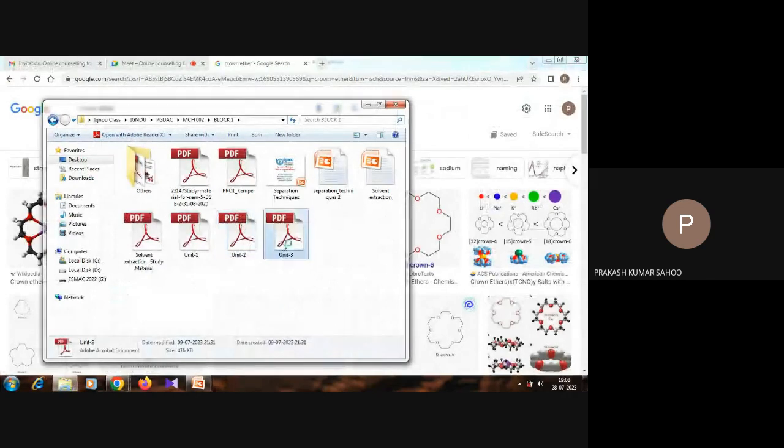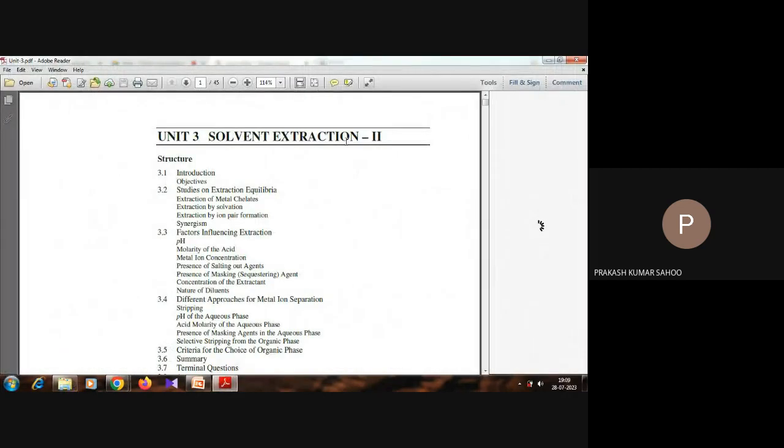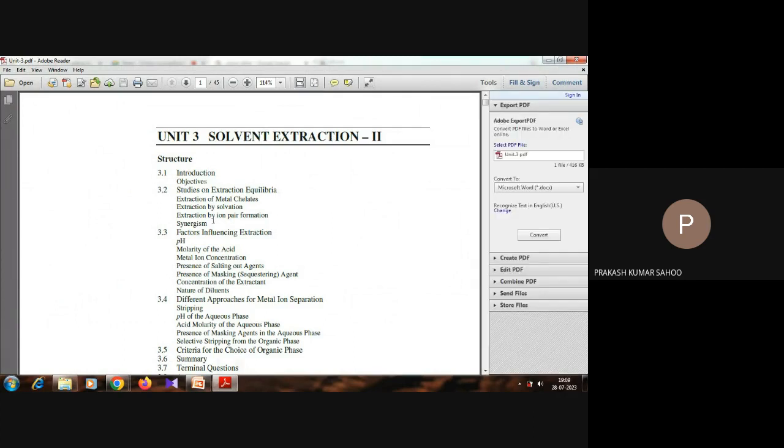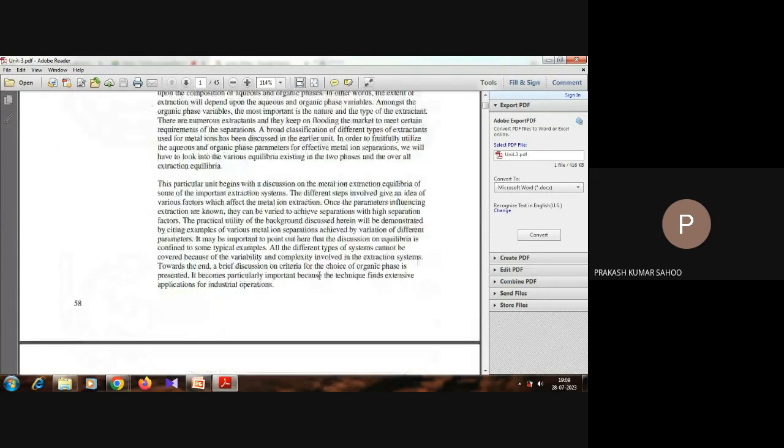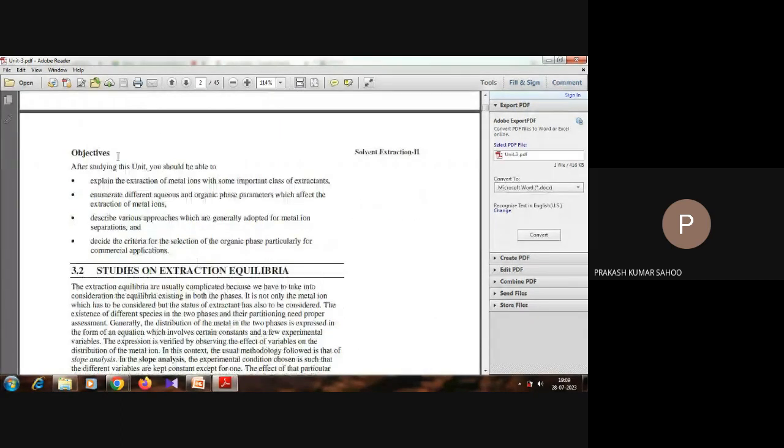The same things here, but it is the second part of your solvent extraction, where we have factors, as we already discussed, that is factor of pH, molarity of acid, metal ion concentration, presence of salting out salt, presence of masking agents, concentration of the extract, nature of the diluent. These things we have already discussed. I have just scrolled down the PDF. What are the important parts? In this unit, we have the objectives.